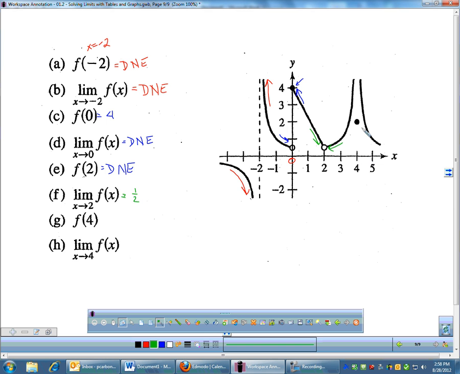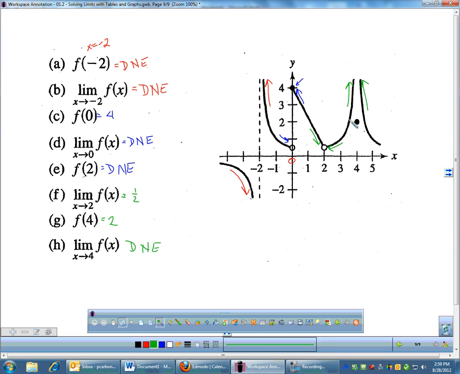f of 4. There's my point at 4, and that looks like a y-coordinate of 2. But the limit as I approach 4, left side's going up, the right side's going up. And this one, there are actually 2 possible answers. They're both going up, but they never reach a specific y-coordinate. They're going up forever. So you could say the limit does not exist, and that would not be wrong, but we could be more specific.